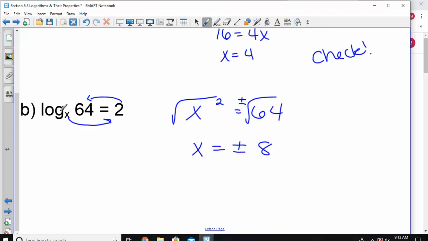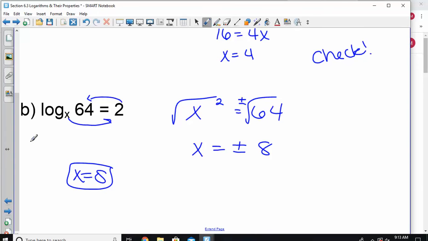Okay. Is positive 8 an okay answer? Is negative 8? No. The only thing that can be negative in a log is what it's equal to. Base and argument have to be positive. So my only answer here is the positive 8. Is it always going to have to be positive? Yes, but you have to be careful.